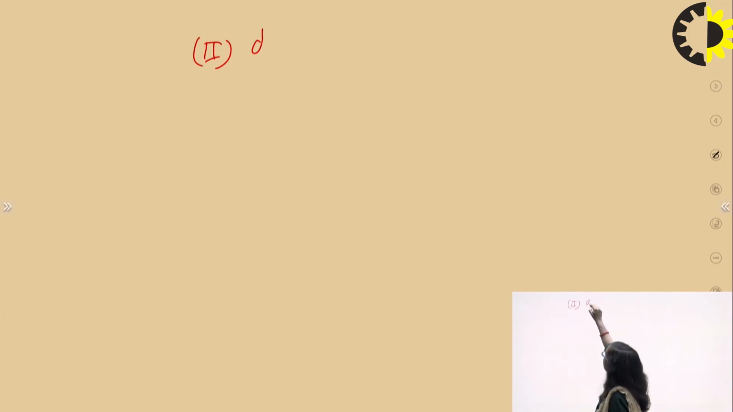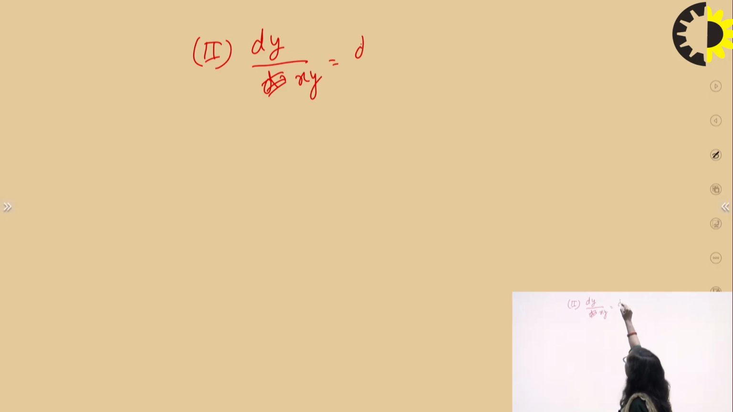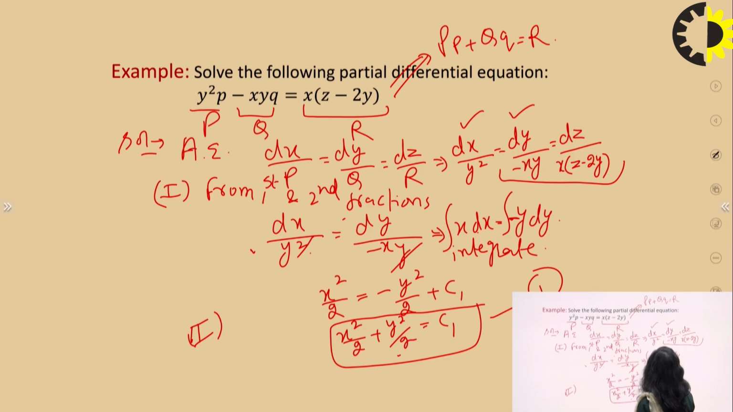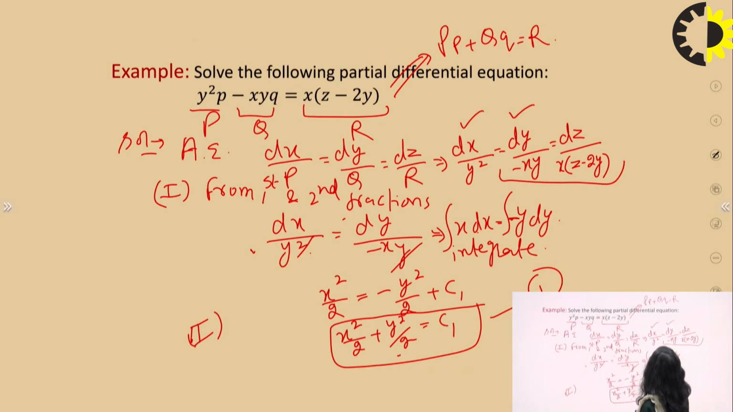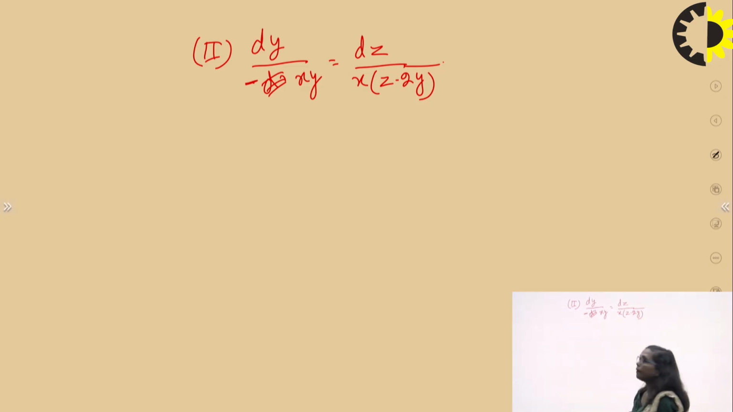I'm going to equate the second and third fractions: dy by minus xy is equal to dz upon x into z minus 2y. Check it once: dy by minus xy, with the minus. Clear? So dy by minus xy is equal to dz by x into z minus 2y. If we now equate these two fractions and try to solve it, this x will cancel out from the denominator on both sides. And now let us look at whether it is integrable.